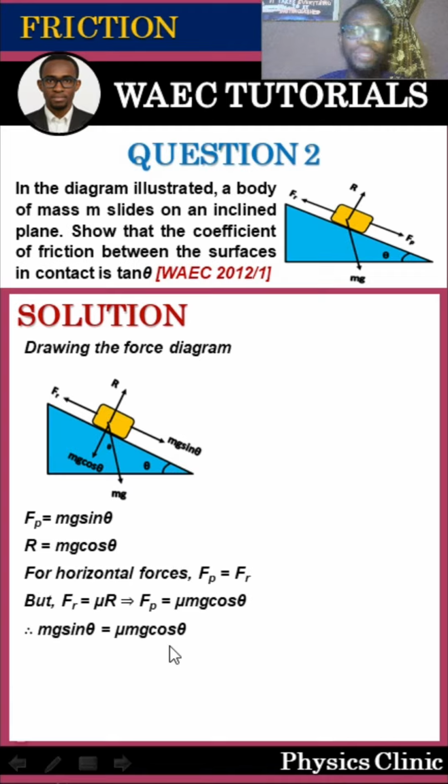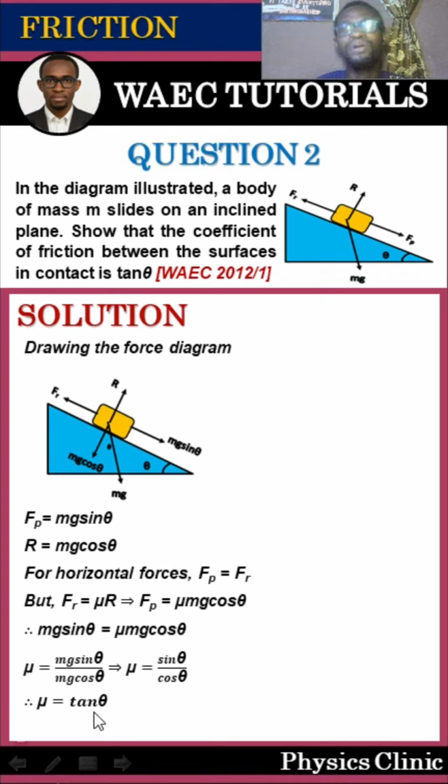which is now equal to mu mg cos theta. So at this point, what we are going to do is divide both sides by what? mg cos theta. So that is going to give us that mu is equal to what? mg sin theta all over mg cos theta. So we cancel mg, so mu is equal to sin theta over cos theta. Now from trigonometry, sin theta over cos theta is going to give us what? Tan theta. So with this we have proved that the coefficient of friction between the surfaces in contact is actually equal to what?